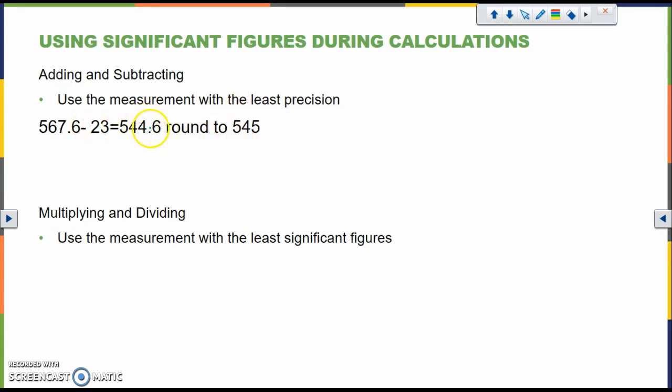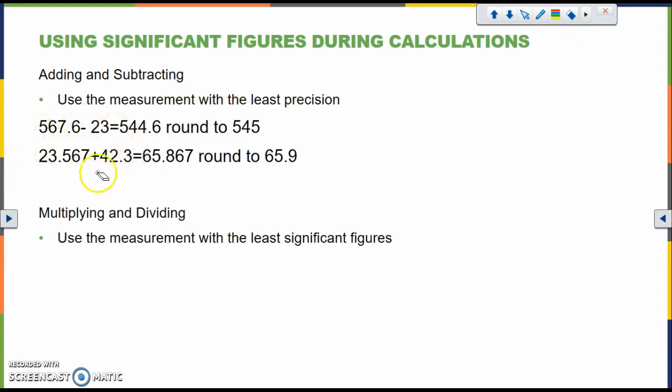Now, why did this 4 become 5? Whenever we round, this is the ones place, so we need to round there. We always look at the number to the right. If that number is 5 or greater, we round up. This is how we get 545. Okay. Next example.